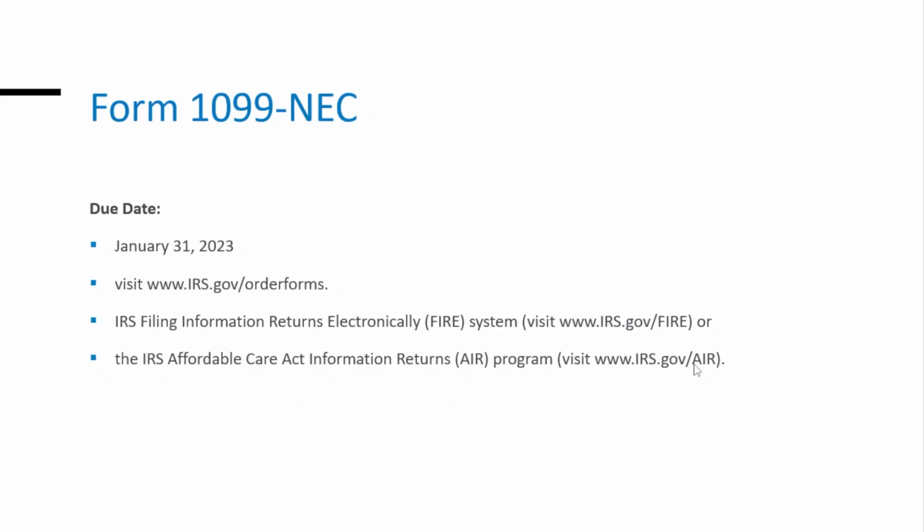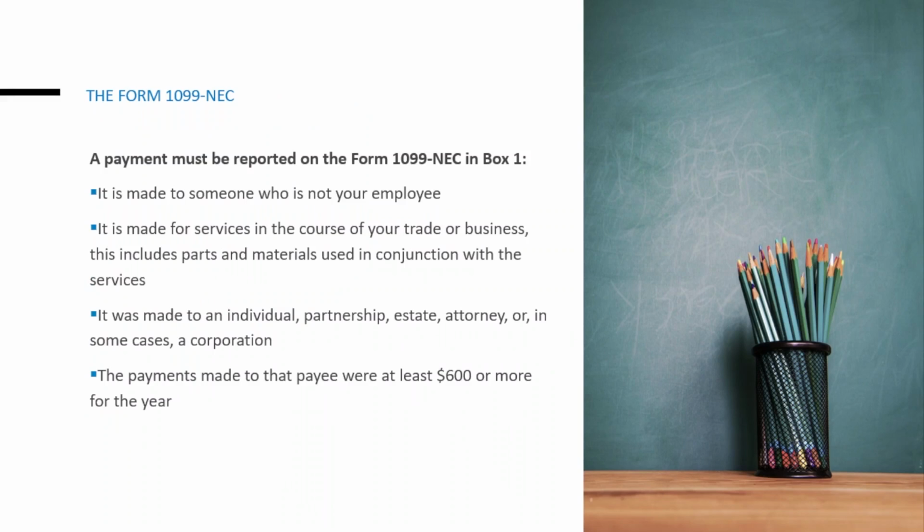What type of payment needs to be reported on Form 1099-NEC? Box 1 is all the payment you make to someone who is not your employee, made for services in the course of your trade or business. This includes parts and material used in conjunction with the service. Meaning, if you pay someone to come in and repair something in your office and you pay them $2,000 for labor, but also pay them on top of the $2,000 for material and parts, you also need to include that in the 1099 filing amount. Unless they can clearly provide the invoices or receipts for the parts and material, which would treat it as a reimbursement. That is a different story.